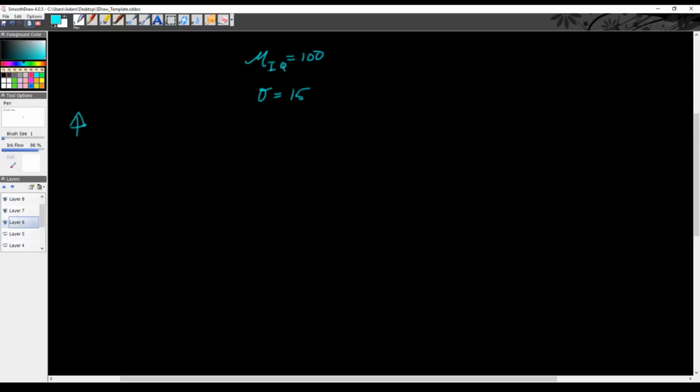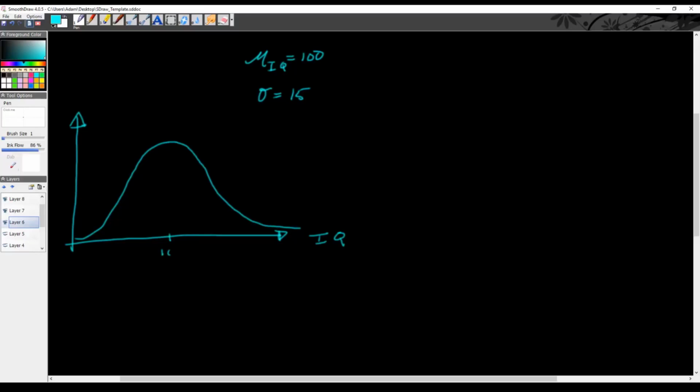So I know that IQ is normally distributed, and I'm just going to make this bigger. This is the distribution of the variable IQ. And I know that the average is equal to 100. I know that the standard deviation is 15.